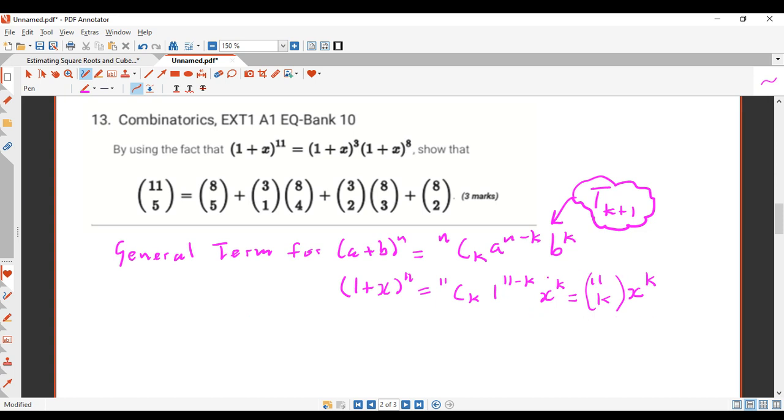Okay, you can see here in your expansion, you've got to prove that this is true. Now the left-hand side is 11C5, so you can see down here that means k must be 5. Okay, so that means your term, if k equals 5, that gives me 11C5 x to the 5. So it turns out that 11C5 is the coefficient of the x to the 5 term from this expansion, (1 plus x) to the 11, make it a bit clearer, 11.